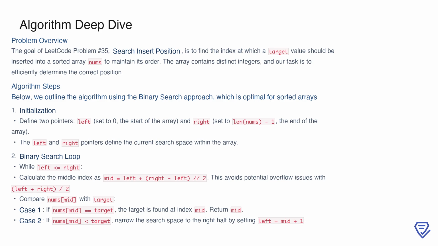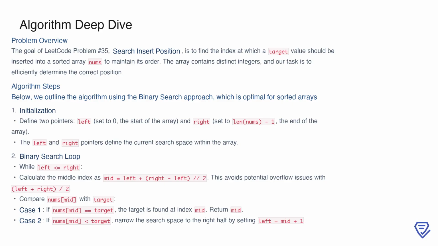We start by initializing two pointers: left, which is set to the beginning of the array at index 0, and right, set to the end of the array at index len(nums) - 1. These two pointers define the current search space. The algorithm then operates within a binary search loop.